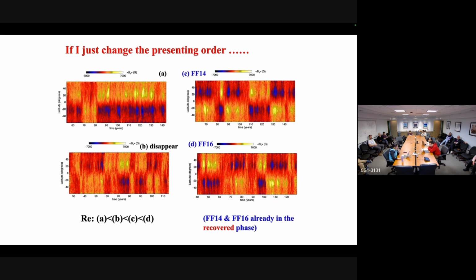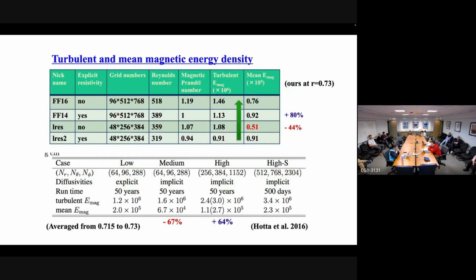So this is just to show this plot. Let's look at all these numbers. Basically, we are following what Hotelsang calculated, not only this proton Reynolds number, proton number, but also the turbulence energy and the mean magnetic field energy. In their paper, they say that the turbulent energy is always increasing with the increase of Reynolds number. It's the same here as ours. So the turbulence energy is always increasing.